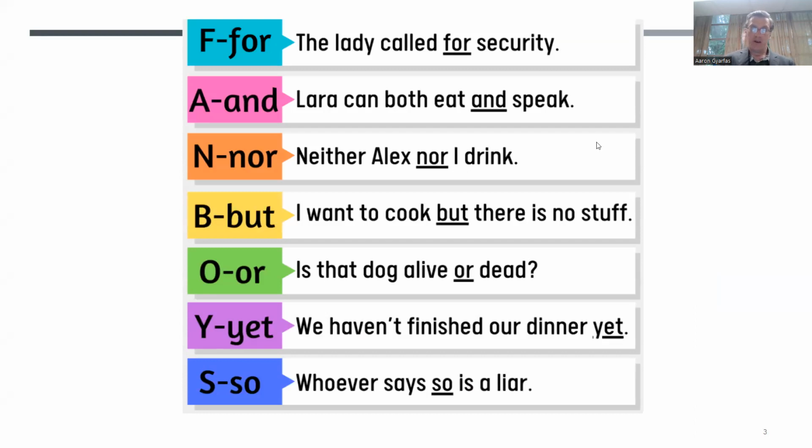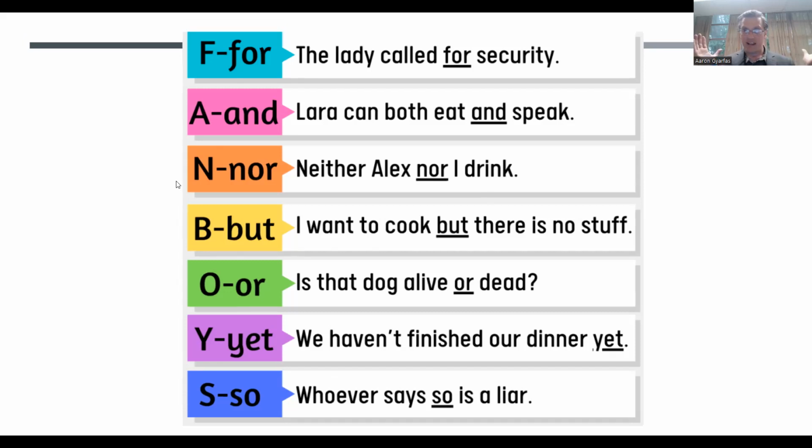So 4 of these conjunctions are used in everyday English. We use them all the time. The most common, right, is going to be and. Use that all the time. Then you've got but, or, and so. Those are the 4 biggies. For, nor, and yet are used less frequently in everyday speech as conjunctions, right? And they're going to be considered a little more formal.